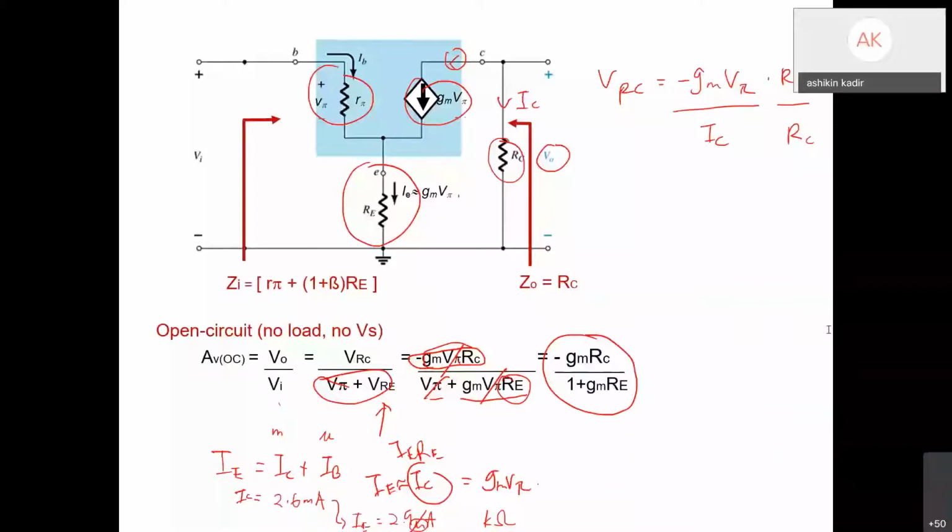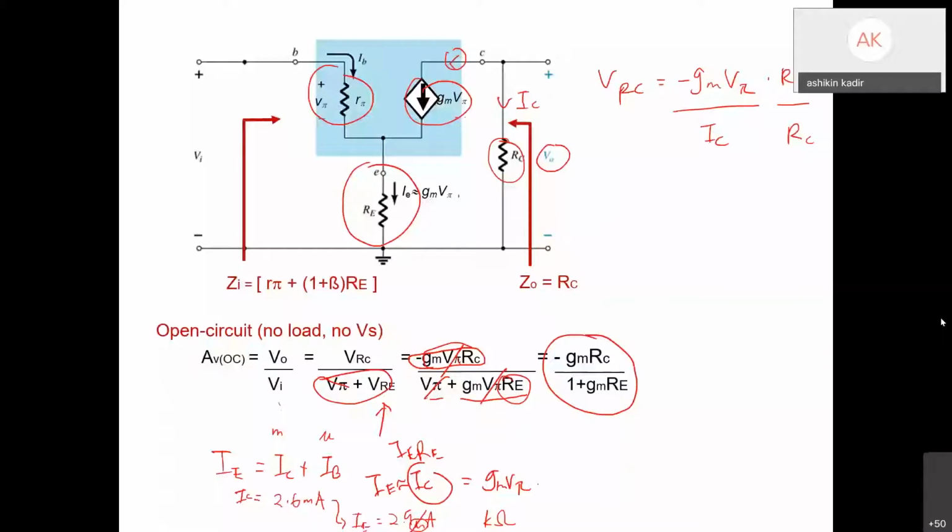RC parallel to RE. RC is at the C node, and RE is at the E node. So we cannot say RC and RE are parallel, because the connections are at different places. And then there is another question.